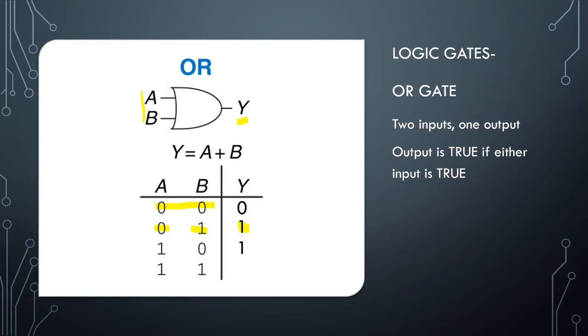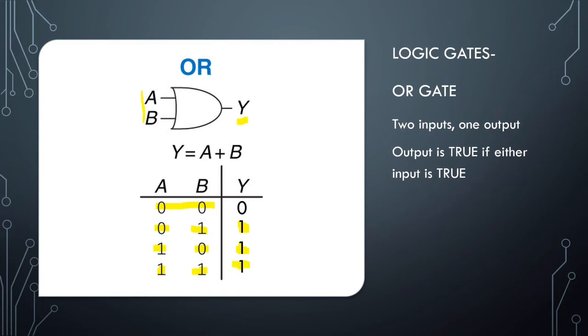Moving on, if we have a true or a 1 input for A, nothing input for B, we're still going to get a positive true output for Y. Now, if we have both a true input for A and a true input for B, that's perfectly fine. We're still going to get 1 as our output.